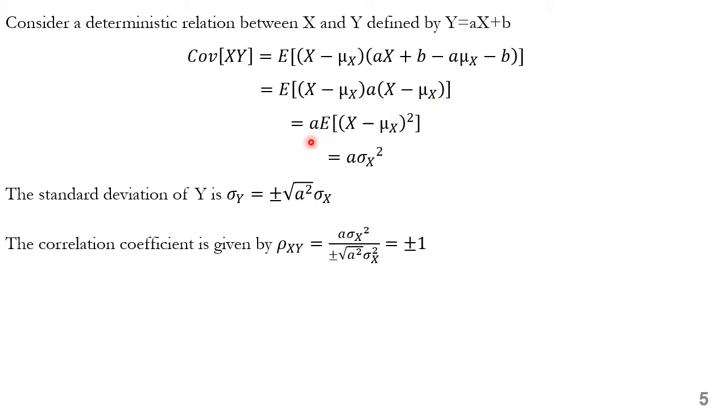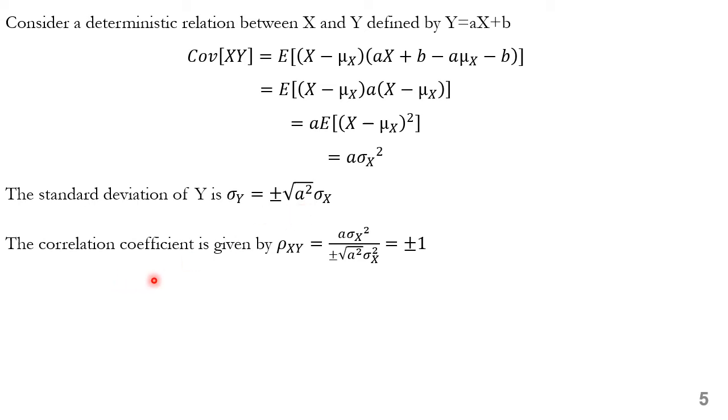So that can be further written as: a is a constant which can be taken out, a times expectation of x minus mu x whole square. That will give us a times sigma x whole square. This is the standard deviation, so therefore it is the square of the standard deviation. The standard deviation of y is given by plus or minus root of a square sigma x.